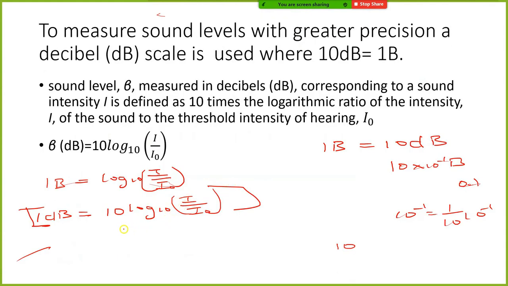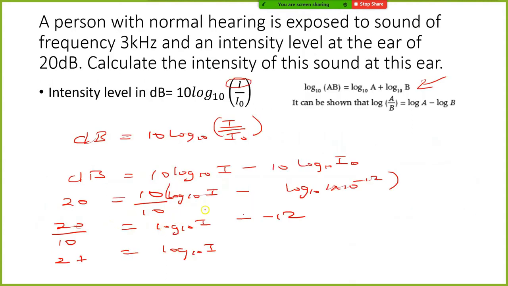So let me go back here. This is the question I'm talking about, right? The question wants us to find the intensity of the sound at this particular ear. So the question starts out by saying that a person with normal hearing is exposed to sound of frequency 3 kilohertz and an intensity level at the ear of 20 decibels. It says calculate the intensity of the sound at this ear.